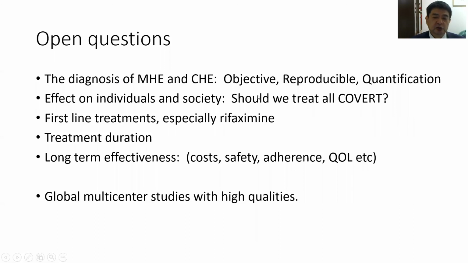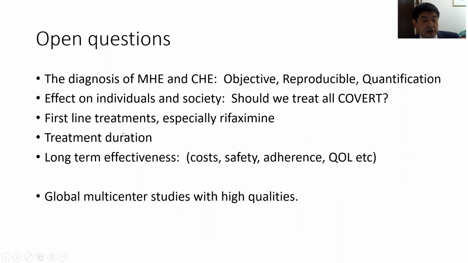That means, should we treat all covert encephalopathy? Because some reports demonstrate that covert HE patients have driving disabilities, which could be potentially harmful to society.